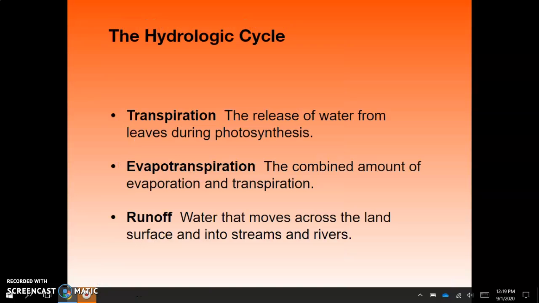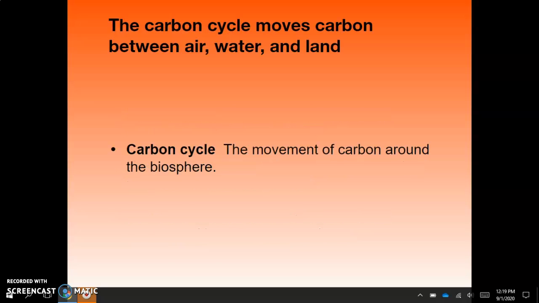Just a few things to be aware of and to be able to define. In the hydrologic cycle, we've got transpiration, and that's the release of water from leaves during photosynthesis. So if plants are doing transpiration, they're releasing the water. Evapotranspiration is the combined amount of evaporation and transpiration. So the plants are releasing it, but also if it's hot out, any water on those leaves can also be evaporated. And then runoff is just water that moves across the land surface and into streams or rivers.